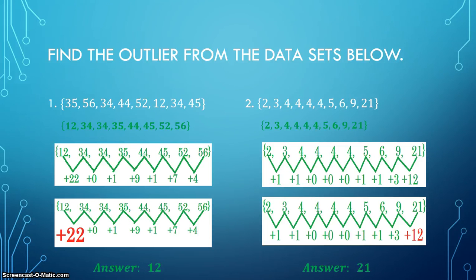Alright, once I've done that, I'm going to pick the one that's farthest apart from each one, and I see that the plus 22 and plus 12 is indicating far spread apart. So that gives me an answer of 12 for the first one, and an answer of 21 for the second one. Alright, and that's how we figure out the outliers.